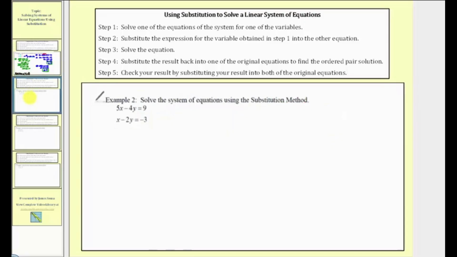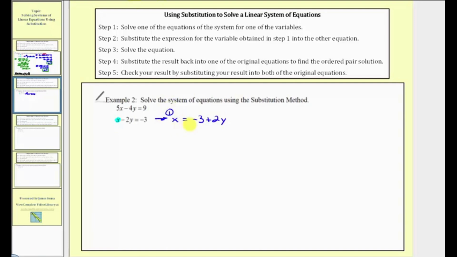Again, our first step is to determine which equation to solve for which variable. And notice how it's going to be easiest to solve this second equation here for x by adding 2y to both sides. So if we add 2y to both sides, we have x equals negative 3 plus 2y. So this is step 1.